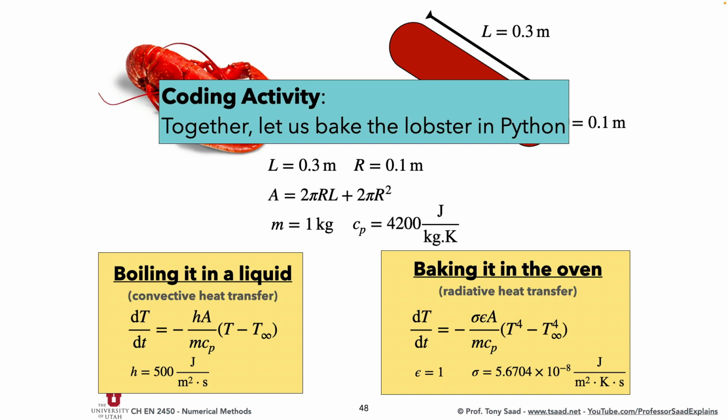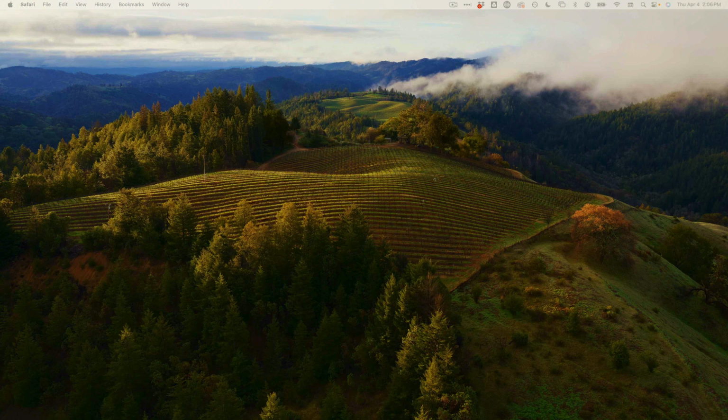Or baking it inside an oven, and the ODE is different. You still have dT by dt. This capital T is the temperature of the lobster, lowercase t is the time. And when baking it in the oven, you notice that there's a T to the power 4 here, whereas here it is just T minus T infinity. T infinity is the ambient temperature, either of the liquid that's boiling or of the radiating environment inside the oven. All right, so grab your Python notebooks and let's do this together.